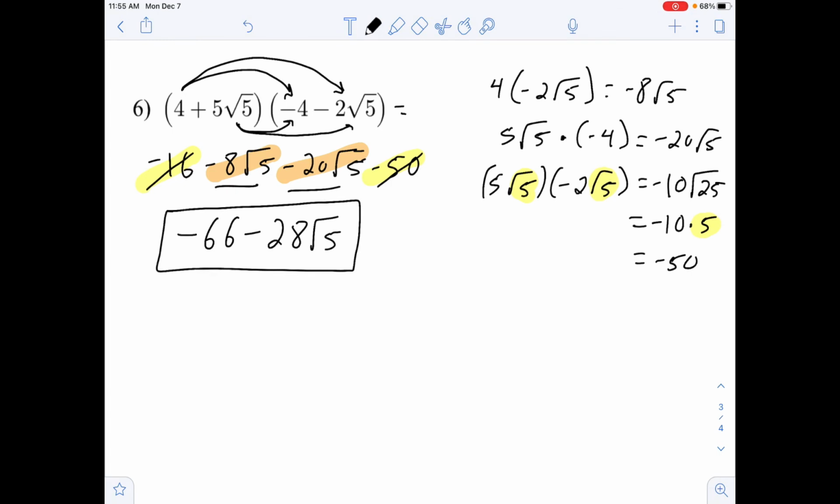So hopefully this will help you with the different problems when you are actually performing operations on radicals. I try to give you a good variety, so hopefully it will help.